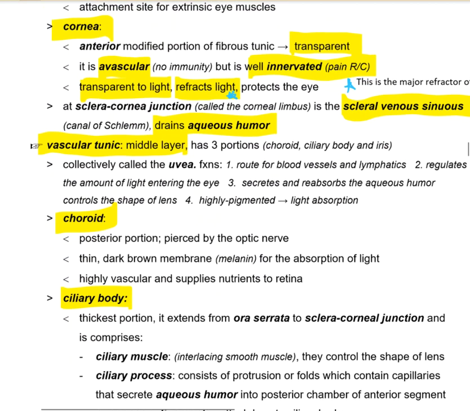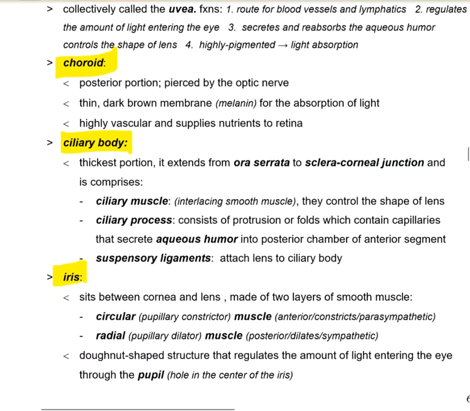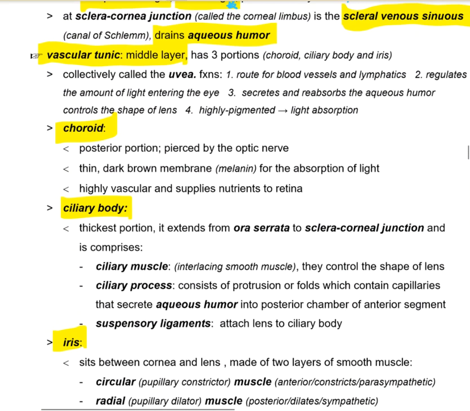So the choroid, that's the posterior part. It's pierced by the optic nerve. See how the optic nerve here breaks it up. This is a thin, dark brown membrane that has melanin for the absorption of light. It's very vascular, and it supplies nutrients to the retina, which is mostly nervous tissue. In the cow's eye dissection, this didn't look dark brown, it looked black, because the blood that was there has turned from red to black. But in you, it would be more of a dark brown color.